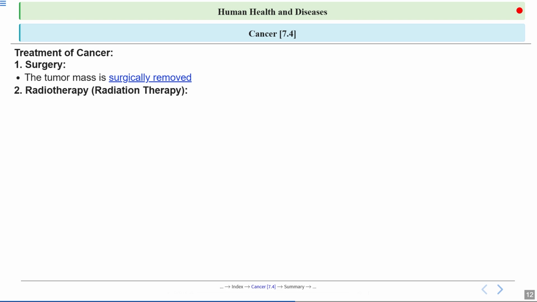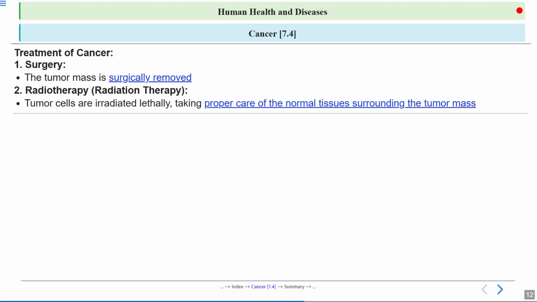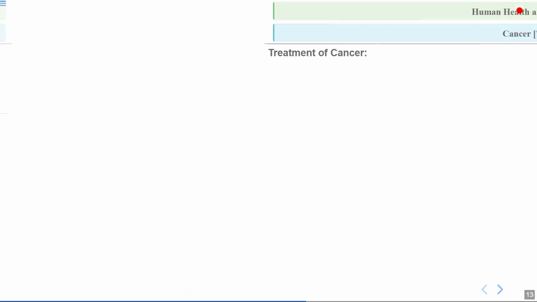Next, we have radiotherapy, also called radiation therapy. This method uses high energy rays to target and destroy cancer cells. During radiotherapy, doctors carefully aim the radiation at the tumor to kill cancer cells while protecting the normal tissues around it. This precision is crucial to minimize side effects and ensure healthy cells can recover.